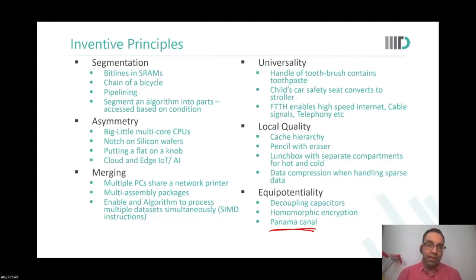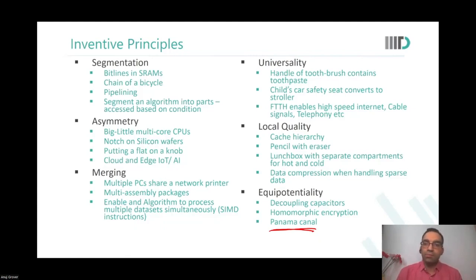Pipelining for computer architects and others of us: we segment a big activity into small chunks and run all of them in parallel so that the overall throughput of the system increases. We can segment algorithms into small parts which can only be accessed conditionally. So these small parts run faster and also help us in doing multi-threading and multitasking and all that.